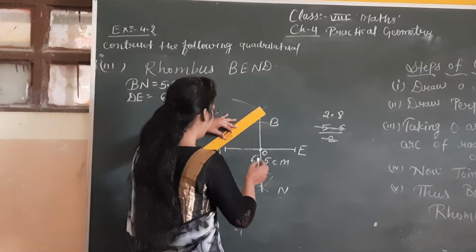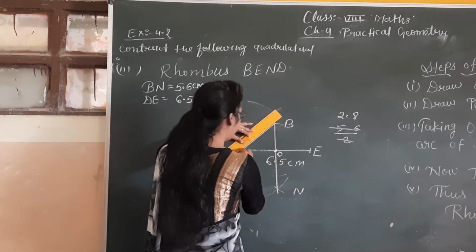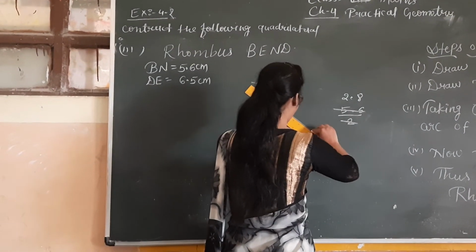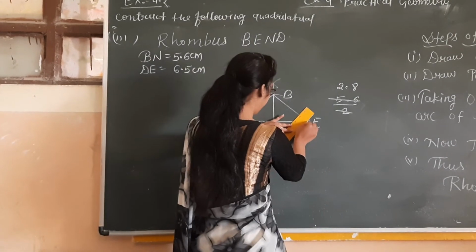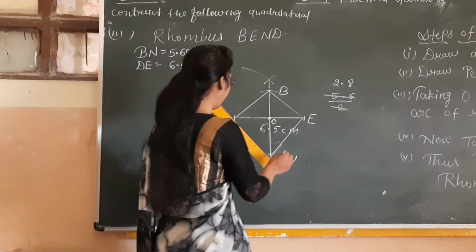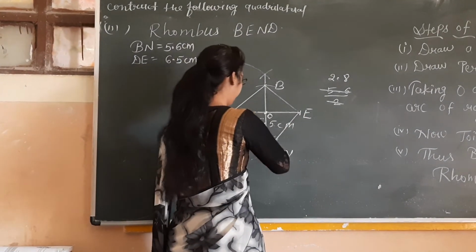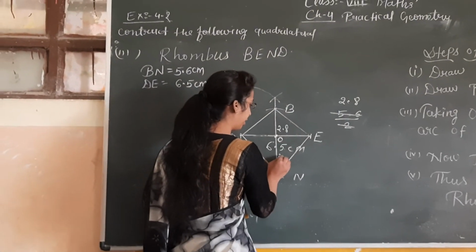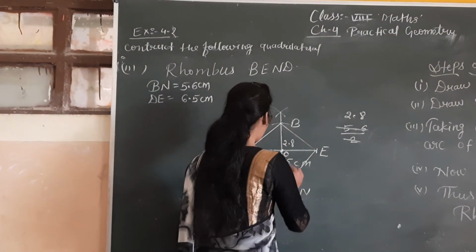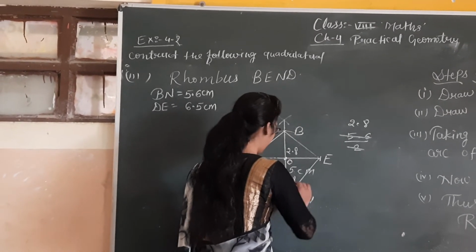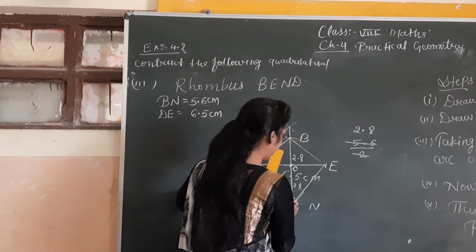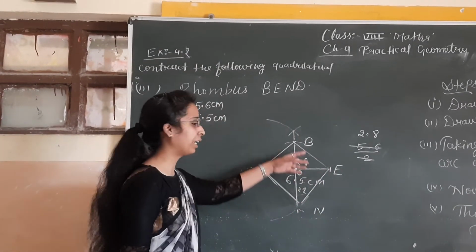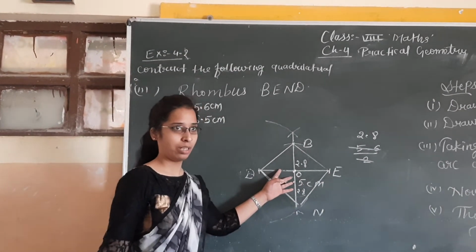Now join BD and BE and this DN, sorry, EN and DN. And what is the measurement of this? 2.8 and this also 2.8. This is the proper figure. Okay, because we have to cut here. Okay. So this BEND is our rhombus.